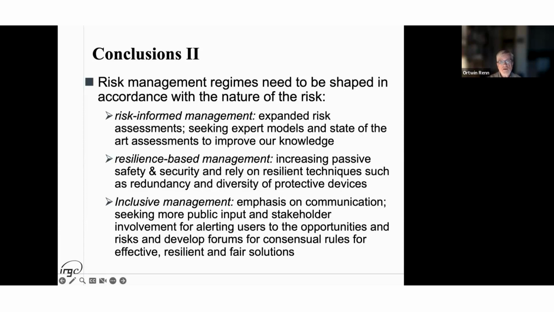And inclusive management is the one where we have a lot of ambiguity. There is an emphasis on communication, seeking more public input and stakeholder involvement for alerting users to the opportunities and risks, and developing forums for consensus rules for effective resilience and fair solutions.